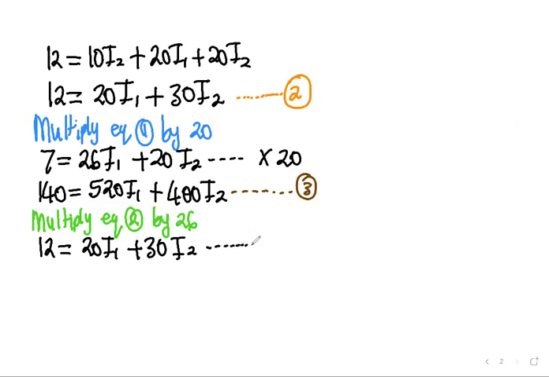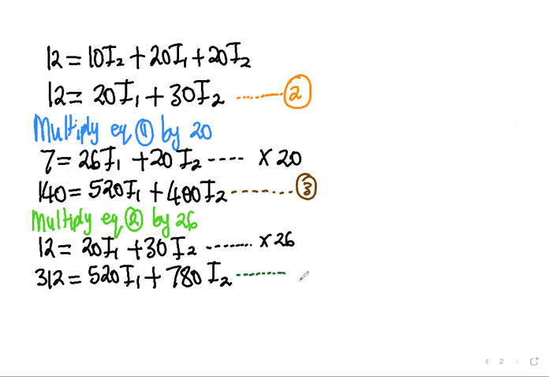So we're gonna multiply it by what? We're gonna multiply it by 26. So 12 times 26, we get 312. Write 312 equals, then you say 20 I1 times 26, that will give you 520 I1, right? Then plus, we say 30 I2 times 26, it will give you 780 I2. So this will be equation number what? So this is equation number 4.